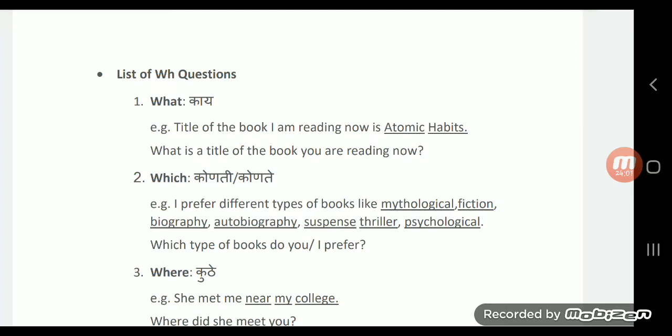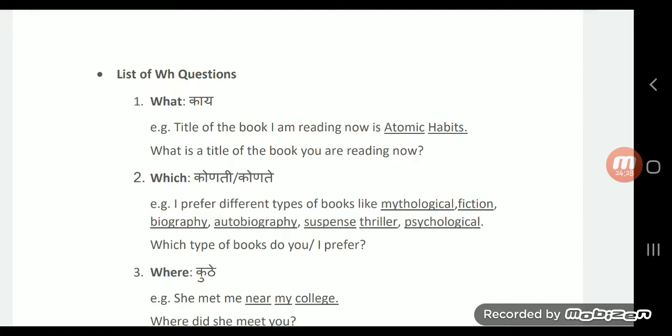Now here I have added a sentence and I have underlined a part of sentence. आणि त्याचा खाली क्वेश्चन आहे. सो लेट अस सी. Title of the book I am reading now is Atomic Habits. सो अंडरलाईन पार्ट मला आन्सर म्हणून हवा आहे, असा क्वेश्चन फॉर्म्युलेट करायचा. ओके, सो सिम्पली माय क्वेश्चन विल बी, What is a title?